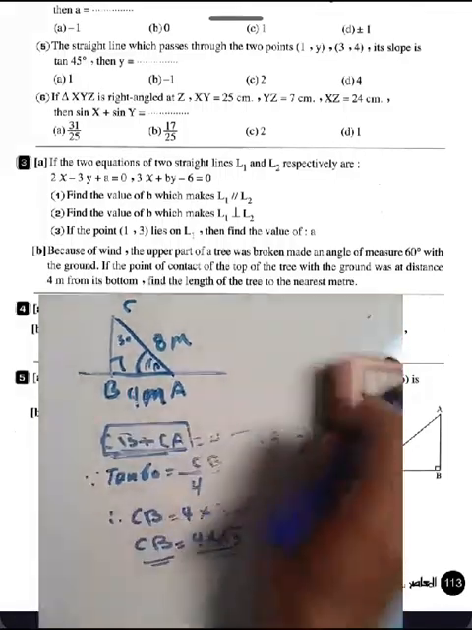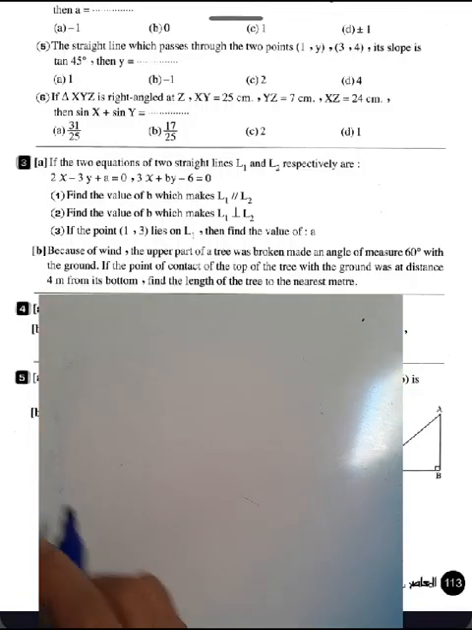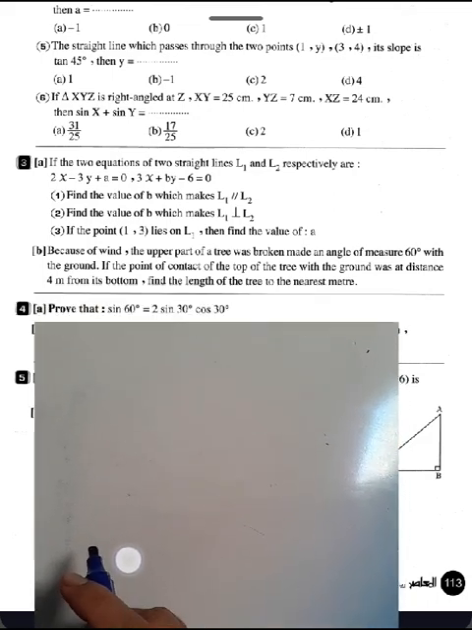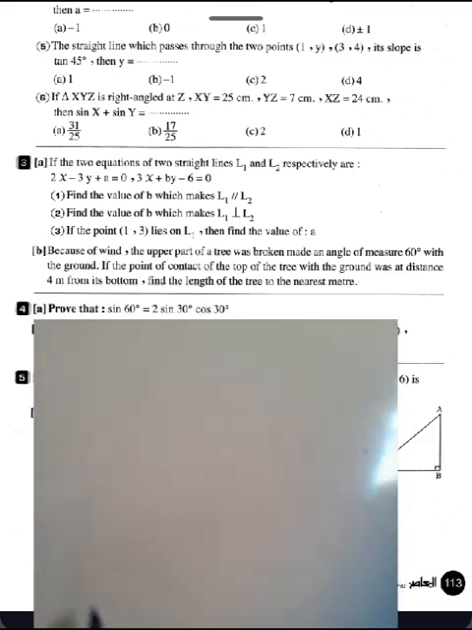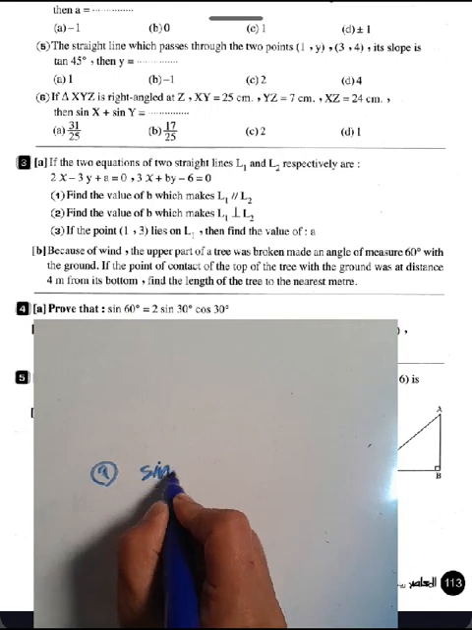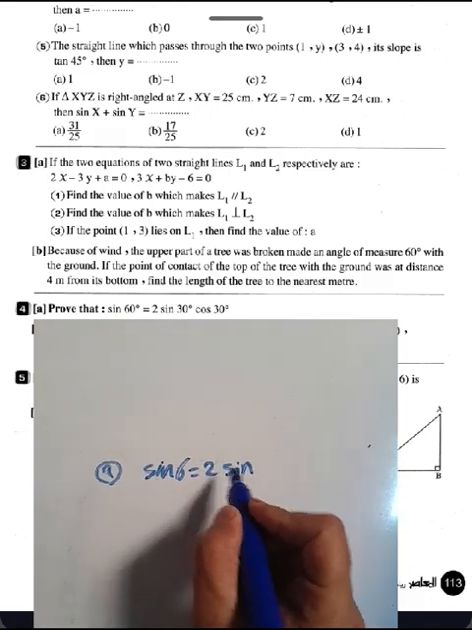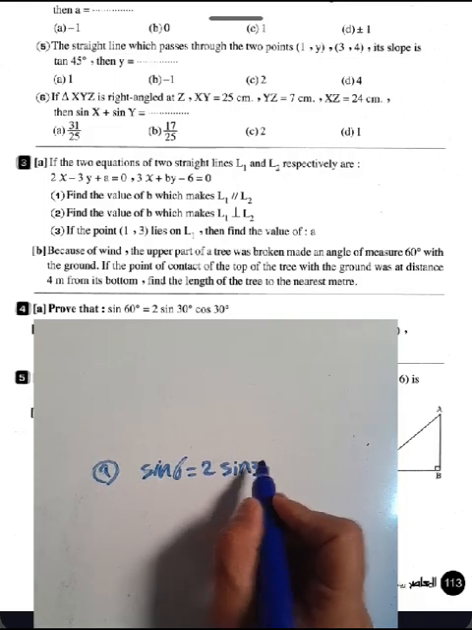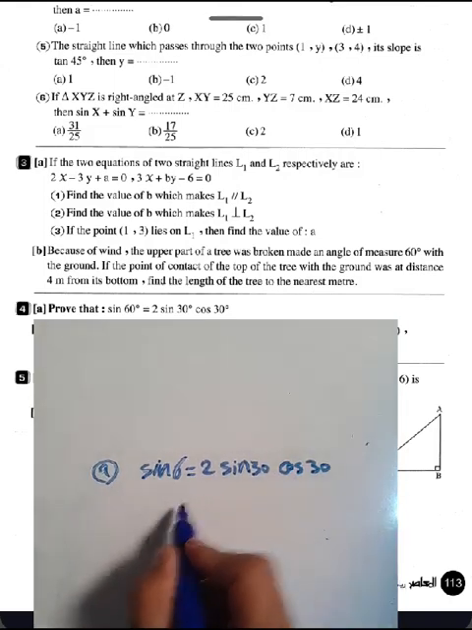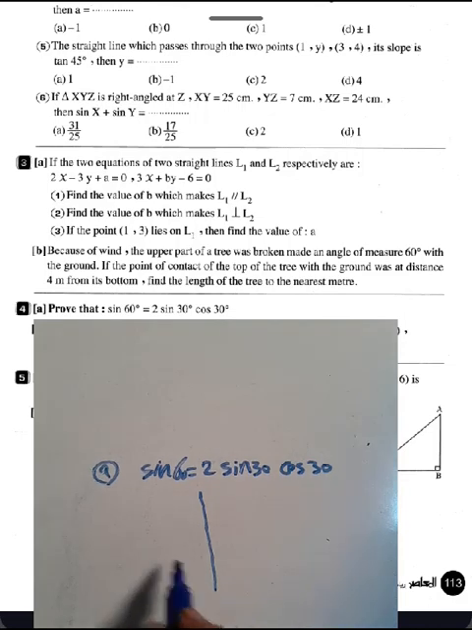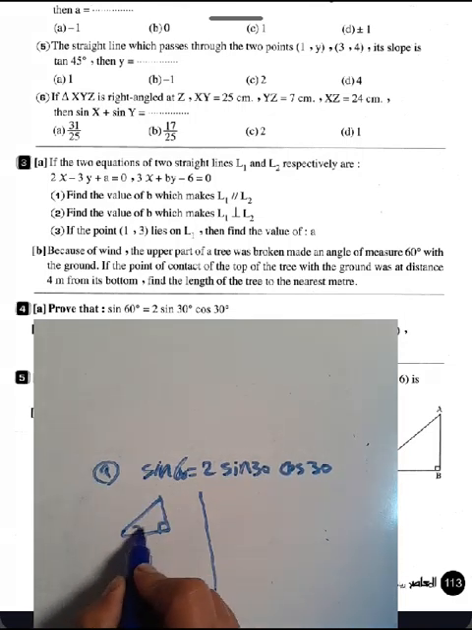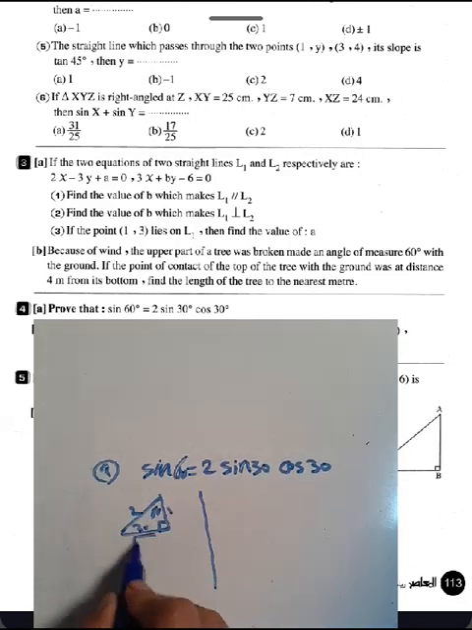Next example, question number 4. Prove that sin 60 equals twice sin 30 cosine 30. We can prove that by drawing a right angle triangle here, with angles 30 and 60 and sides 1, 2 and root 3.